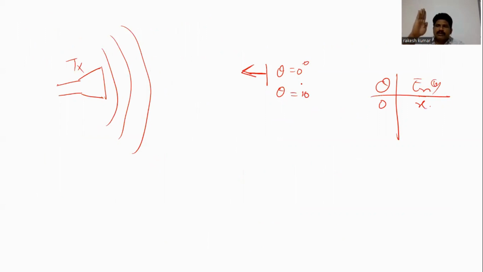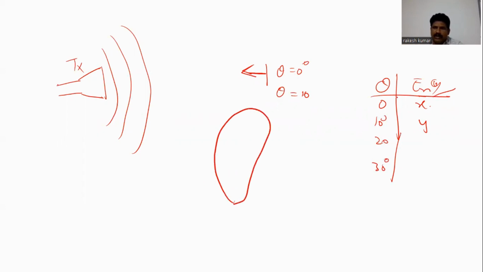Initially like this, slowly I will rotate my antenna. But the transmitting antenna is fixed. I will slowly rotate my antenna under test for various angles, for example theta equal to 10 degrees, 20, 30, 40, and note the normalized field at each. Taking these values, based on that, I will draw my radiation pattern.